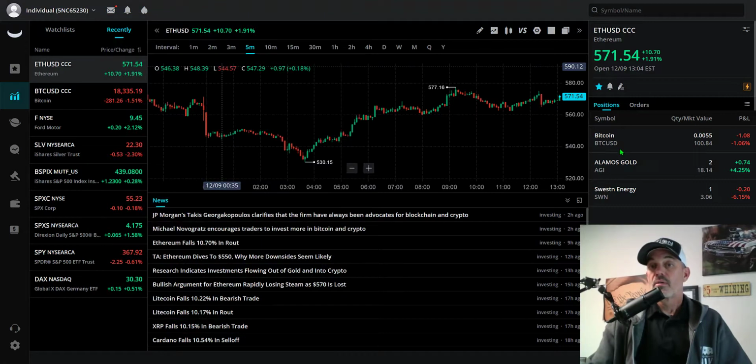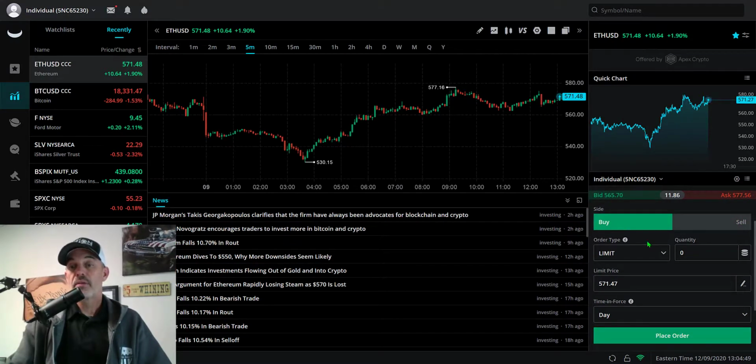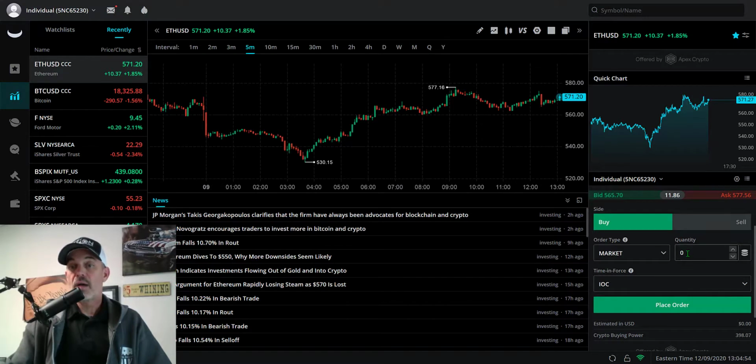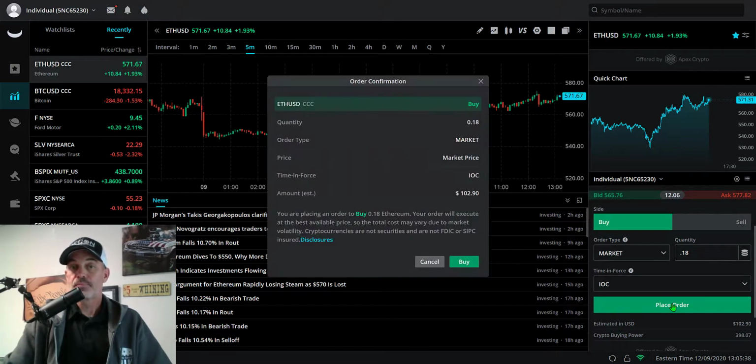So let's go ahead and scroll down. I click on the buy button. I'm going to just throw a market order out there, and the amount I'm just going to go for $100 worth. 0.18 gets me 100. You can see down here my estimated in US dollars will be $102.93. And so we'll go ahead and hit send. It's going to want to confirm that's what you want to do.